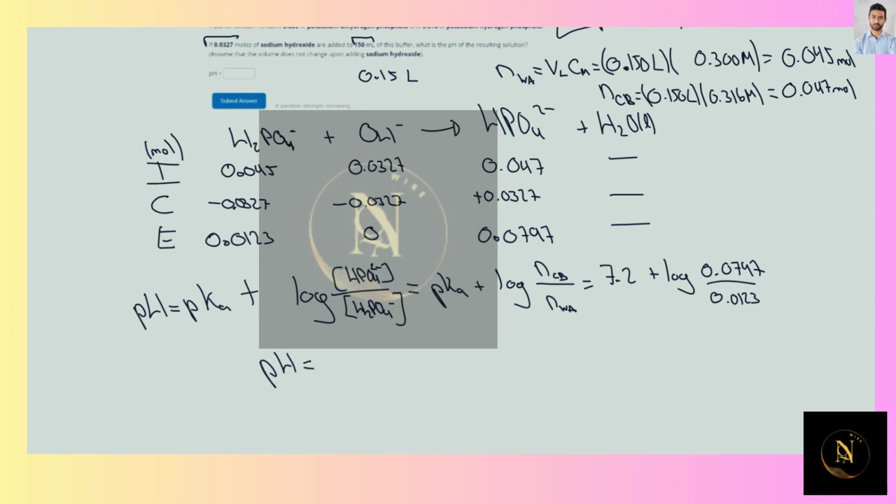So in this case, the result is going to be equal to 8.0, keeping everything to two significant digits on the pH. If you want to keep three significant digits, it would be equal to 8.01. And with that, it would be all.